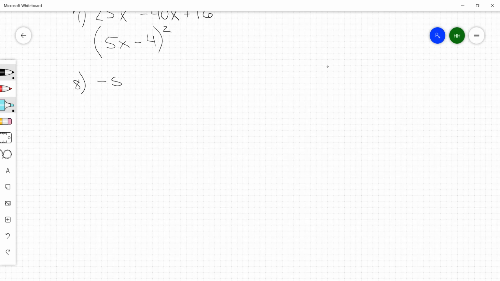Negative 5x squared minus 10x plus 75. All right, I'm taking this -5 and I'm factoring it out. So I get x squared plus 2x minus 15, since 75 divided by 5 is 15. So now I'm focused on what's in the parentheses.